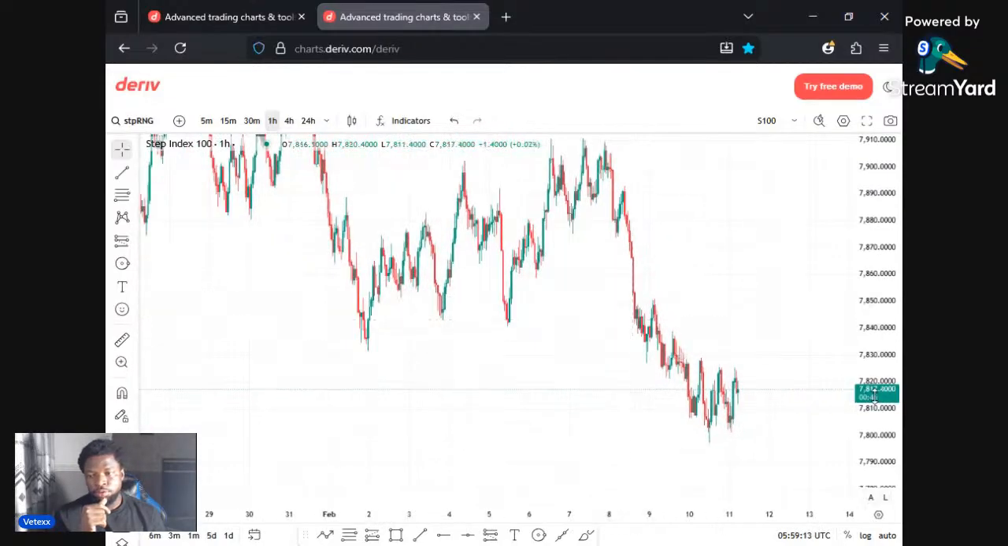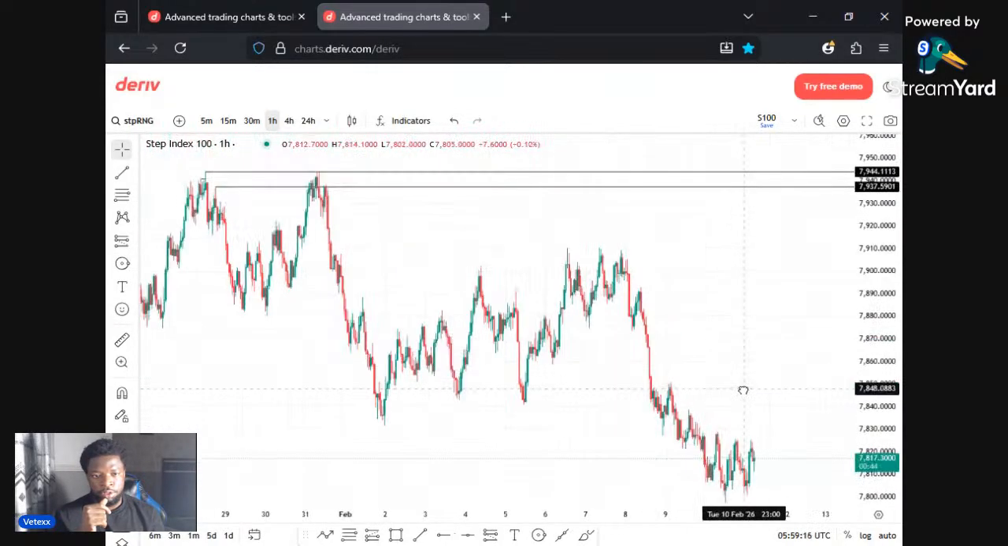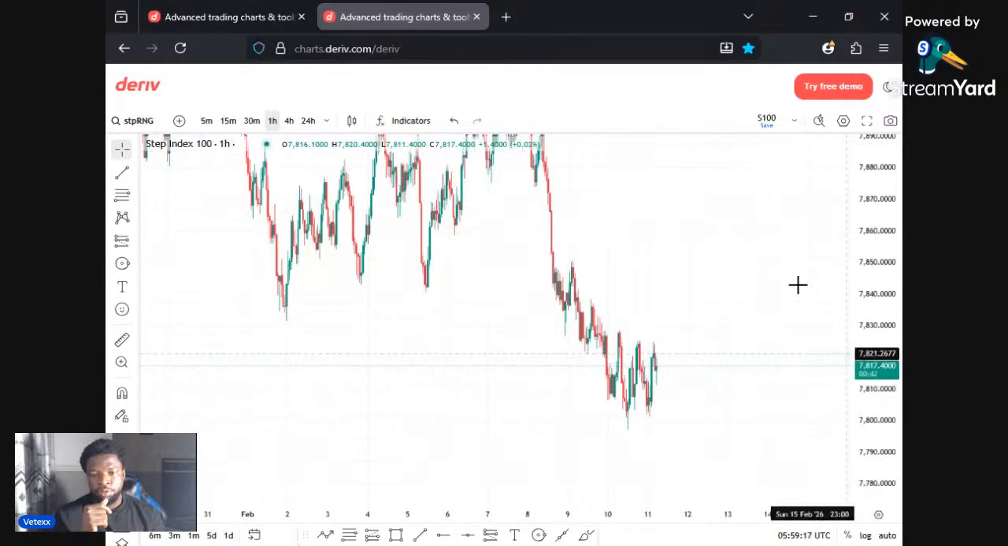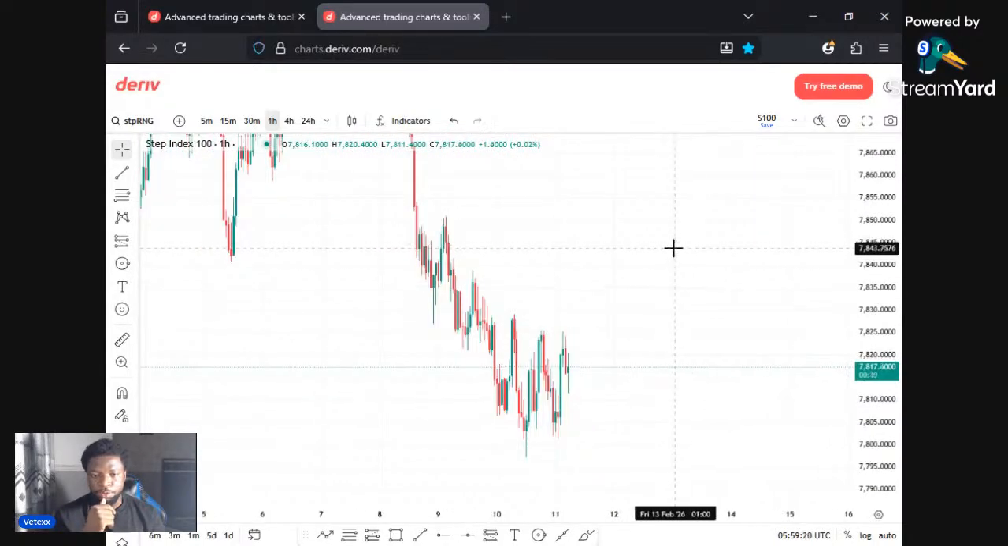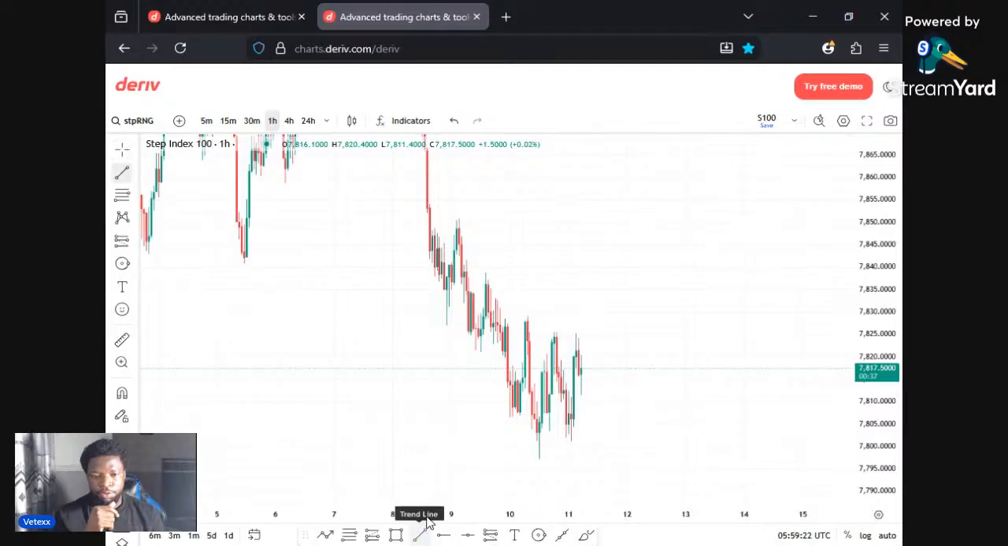Okay, I can see something on Step 100. So we're waiting for this sell on Step 100. First of all, what do we have? We have a sweep of liquidity.